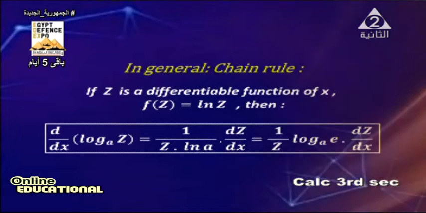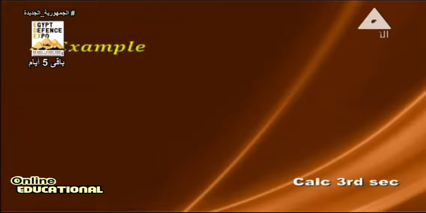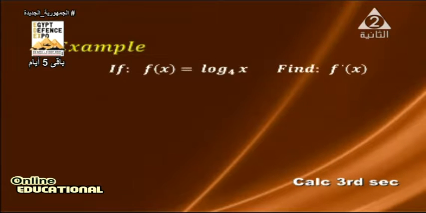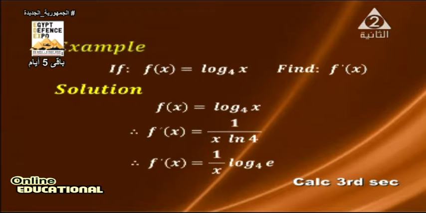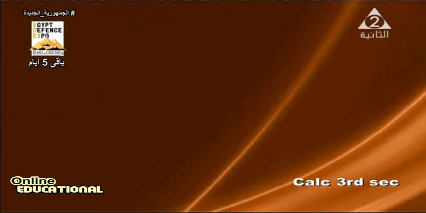Now we move to the next example. If f of x equals log x to the base 4, find f dash x. The function f of x equals log x to the base 4, then f dash x equals 1 over x multiply ln 4. 4 is the base of the logarithm. Then f dash x equals 1 over x log e to the base 4. Another example.